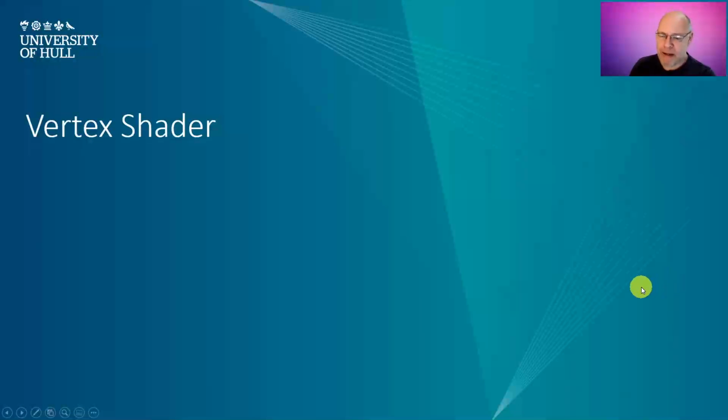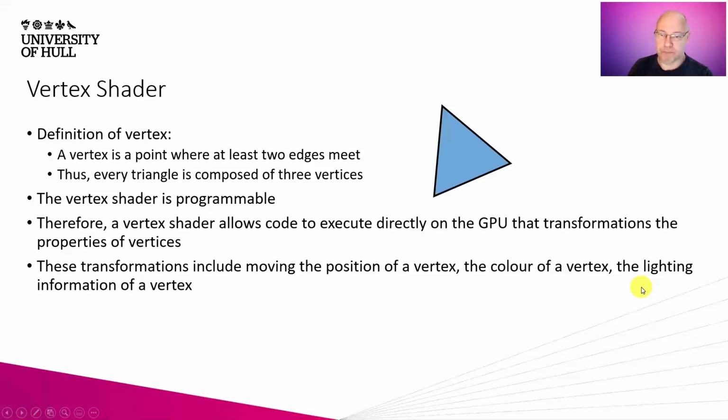So I mentioned the vertex shader. Well, a vertex is where two edges meet. We've got two edges that meet at this point, two edges that meet there, and two edges that meet here. Thus, every triangle has three vertices. You can think of them as the corners of your triangles.